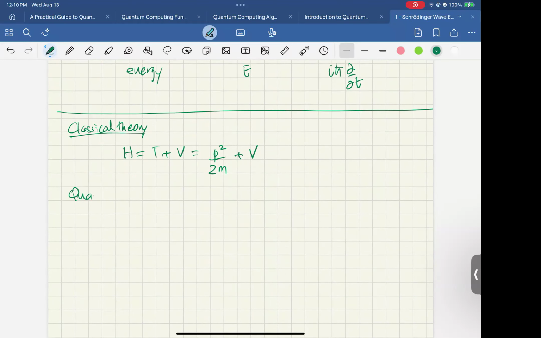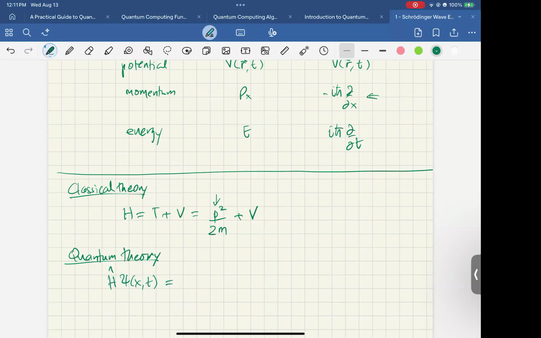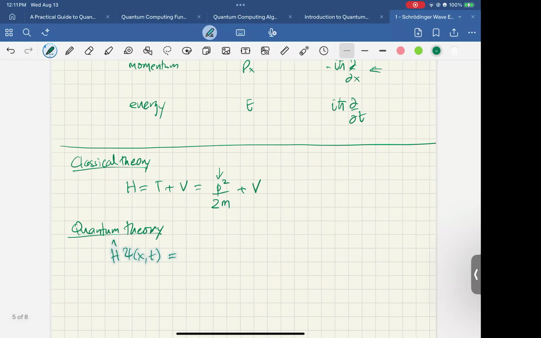Then in quantum theory, we have the Hamiltonian, and in quantum theory the Hamiltonian acts as an operator, and it operates on the wave function psi, which is dependent on x and t if we're talking about one dimension. And the p that was in the classical expression, we replace with the momentum operator in quantum mechanics, in quantum theory.